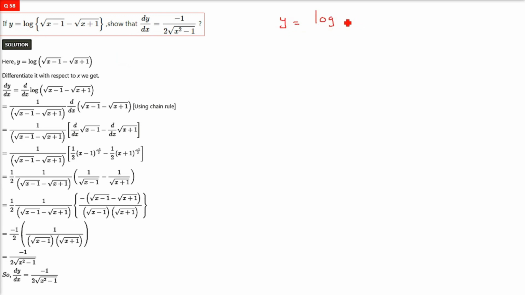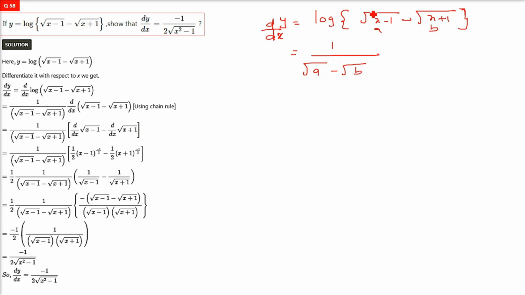Y is log of this term. So please remember, dy by dx is only the differentiation, f dash x or dy by dx. These are the same thing. So we have y is equal to log of under root x minus 1 minus under root x plus 1. Alright. So when you take the dy by dx, that is the differentiation, log of anything will be 1 by that thing. So 1 by, just assume it to be a and b, just to save time, under root a minus under root b.